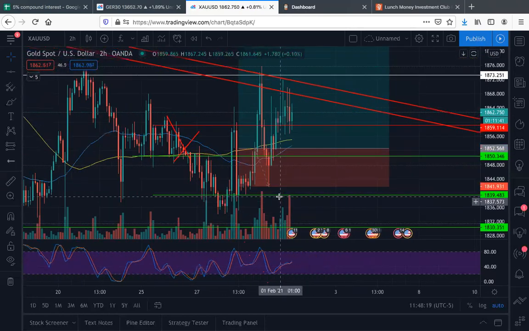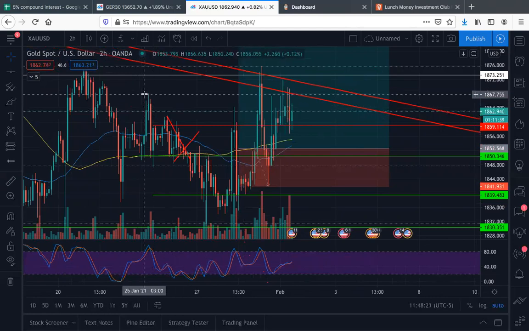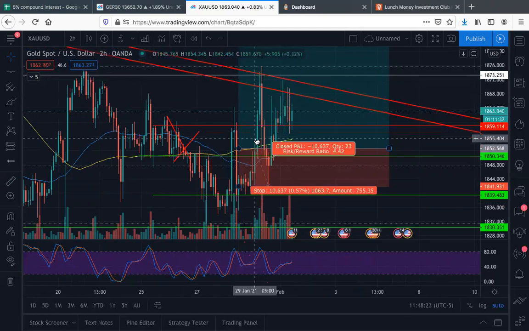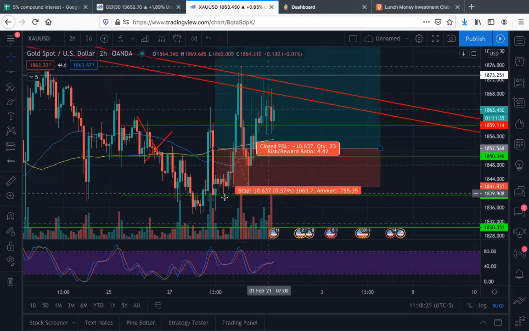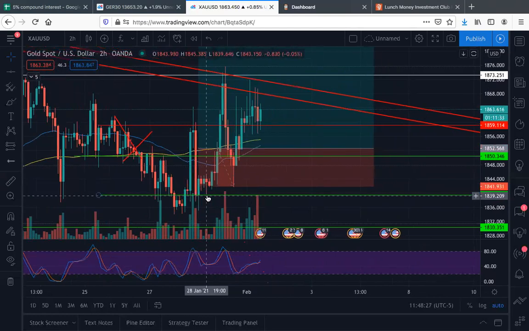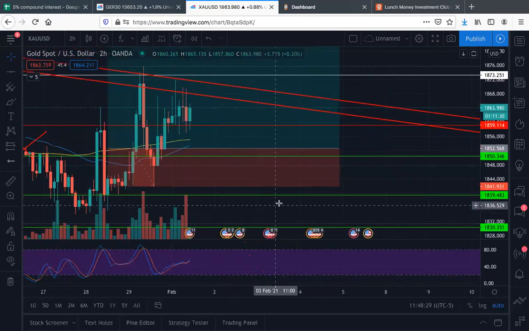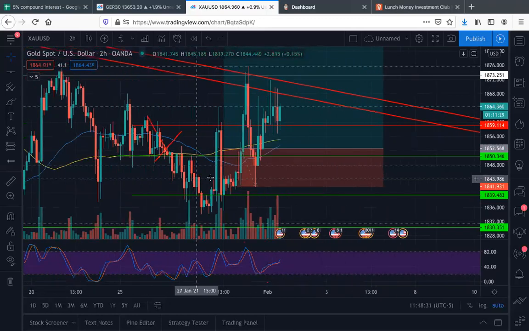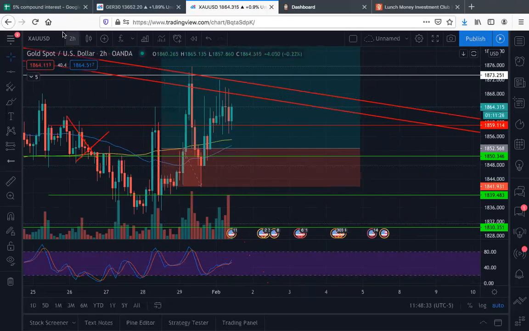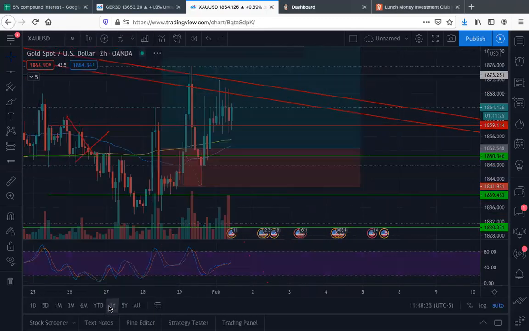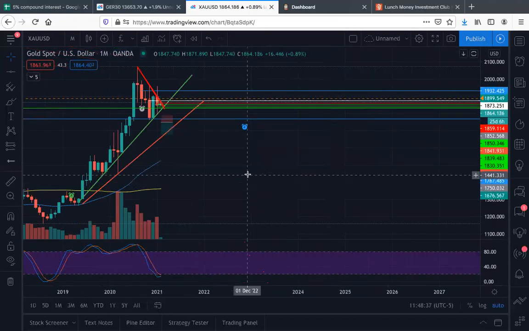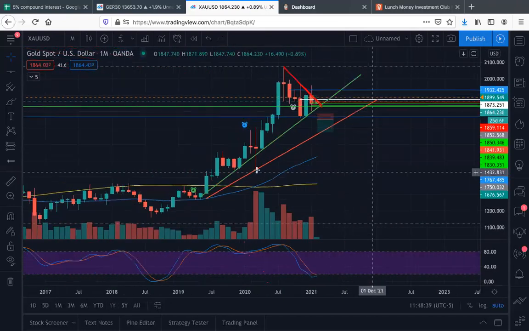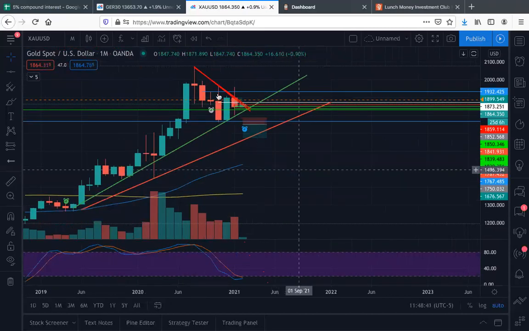Again, looking for patterns. Could we have a left shoulder, a head, a right shoulder? Could that be? Is this a double bottom? Could that be? We shall see. We definitely got the rejection, but let's back out. Always got to do our top down. Price is considered oversold on the monthly.